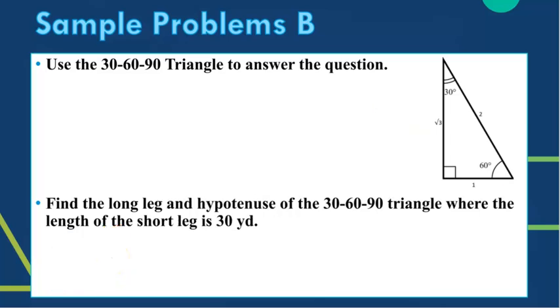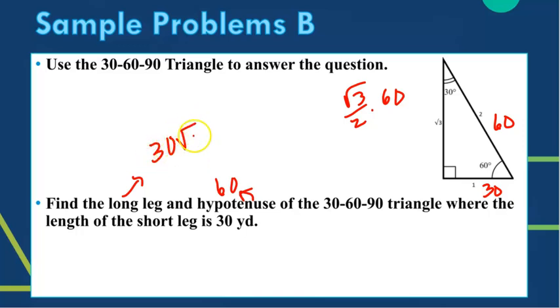Now 30, 60, 90. Here we want to find the long leg and the hypotenuse. So they're saying the short leg is 30. So if this is 30, doubling that would make the hypotenuse 60. So I'm going to have 60 for the hypotenuse. And then the long leg is going to be the square root of 3 divided by 2 times the hypotenuse, which is going to give us 30 square root of 3.